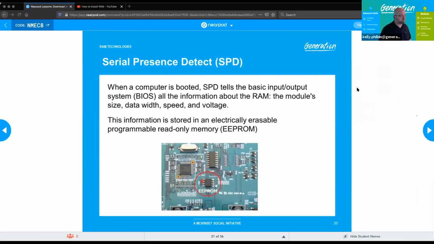Or serial presence detect. Another great Quizlet bank to create is one just with acronyms. So you can get used to what each acronym means, because throughout this course, there are lots of acronyms. They love acronyms in IT.